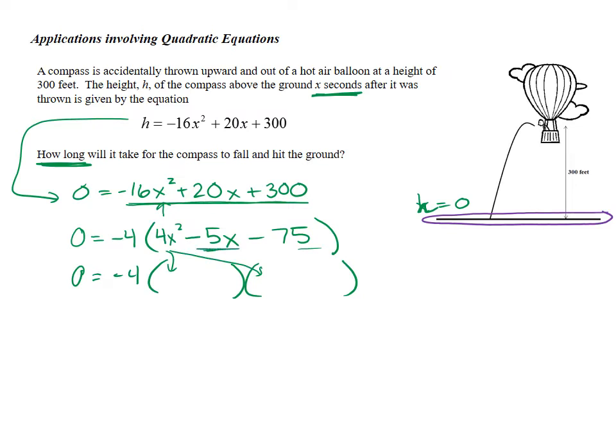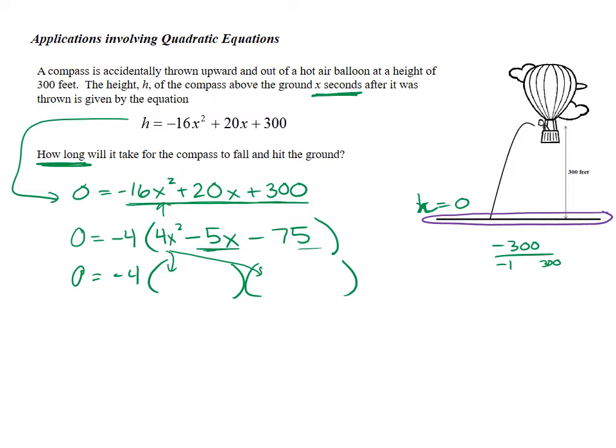We can go ahead and use trial and error, or we can use an AC method. If you use an AC method, you're going to get 4 times 75, which is 300, specifically a negative because of the negative 75. And you can go ahead and look for factors that add up to 5. Now, if I start at negative 1 and 300, that's going to take me a while. Those are quite a ways apart if I add them together.